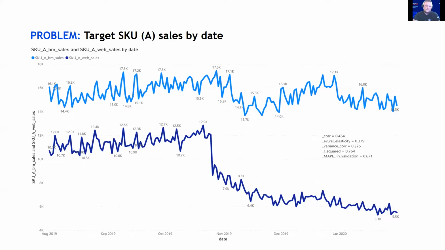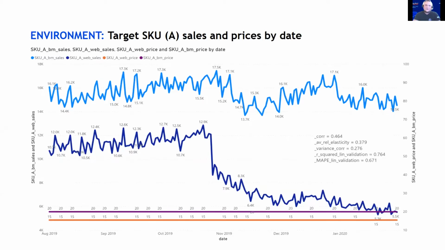The situation here is that our customer noticed a decreasing trend, or sales decreasing, in the fall of 2019. After that, we started to understand the environment and why it happened. First of all, we looked at the price level, and we can see that the prices hadn't changed at all. It was like $15 and $20 for the brick and mortar part and the web sales. So this is not a real factor that can influence our sales.